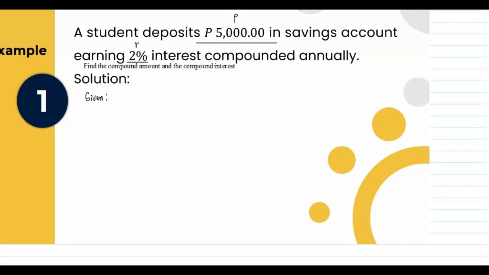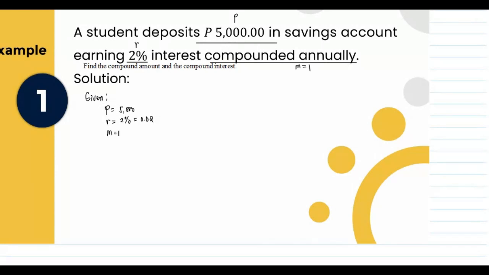And now, when we're talking about compound annually, that means that we are compounding our principal amount only one time. So m is equal to 1. And then we are now going to take note of this. So P here is 5,000. And then R here is going to be 2%. And then we are going to convert it, so it's going to be 0.02. And then for M, that is 1.